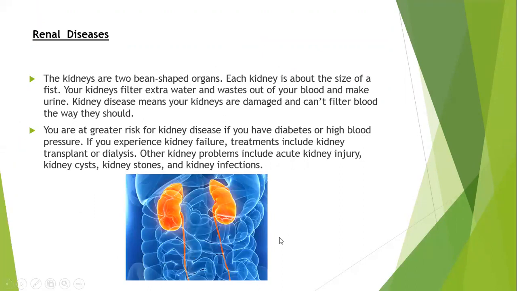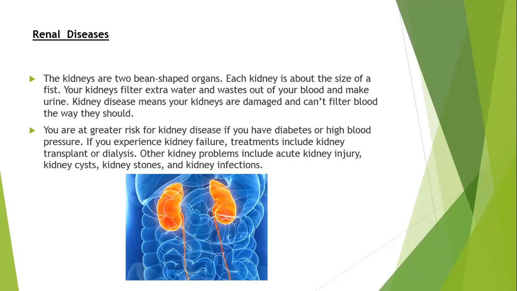So what is renal disease basically? If we do an introduction to the kidney, each kidney is composed of small functional units called nephrons. We know the kidneys are two bean-shaped organs, each about the size of a fist. Your kidneys filter extra water and waste out of your blood and make urine. Kidney disease means your kidneys are damaged and can't filter blood the way they should.